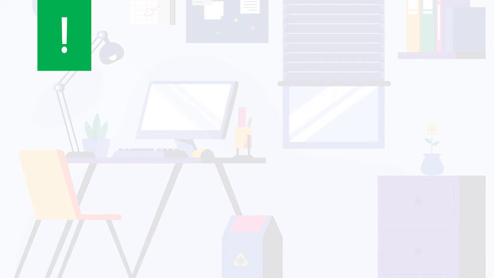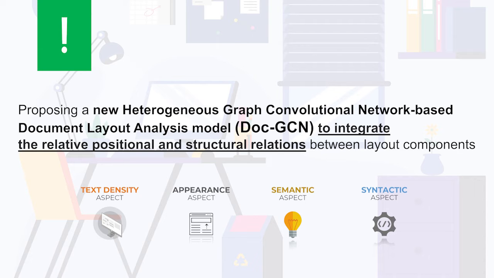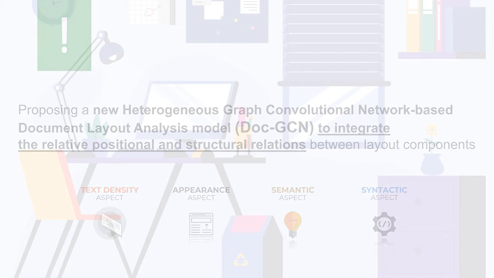In this paper, we propose a novel heterogeneous graph convolutional network-based DLA model, Doc-GCN, to integrate the relative positional and structural relations between layout components. For each document page, we regard each document layout component as a node of the graph. We construct 4 different graphs, each capturing one characteristic among text density, appearance, syntactic, and semantic features. We use GCN to update the node embedding by learning from its intimate neighbors. We concatenate the learned features from all aspects to get the final document layout component representation for the classification.